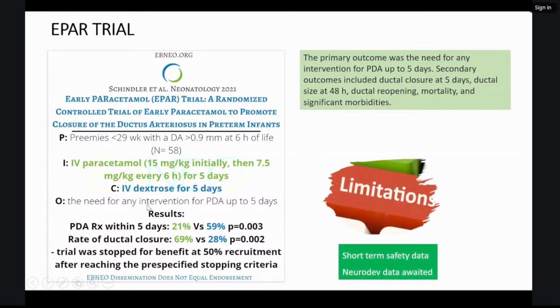What they showed from this study is that early paracetamol helped in the closure of PDA in most of the cases and reduced the need for intervention up to 5 days. But this is short-term data, with its own safety concerns, and the neurodevelopmental outcome has not yet been reported.